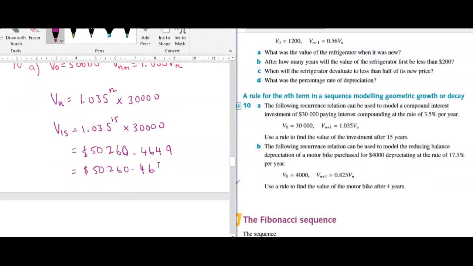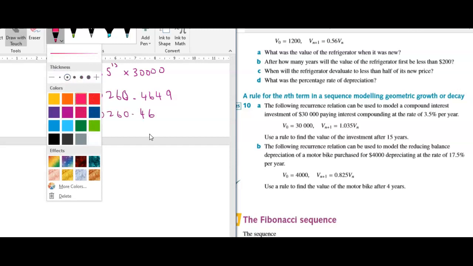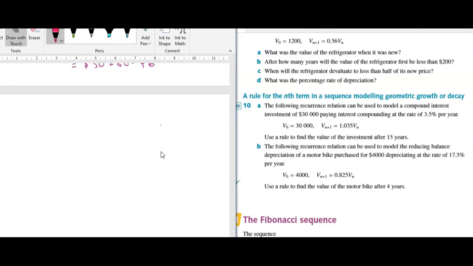B. The following recurrence relation can be used to model the reducing balance depreciation of a motorbike purchased for $4,000, depreciating at a rate of 17.5% per year. Use a rule. Okay. So I'll get my pink pen. So we've got V0 equals 4,000. Vn plus 1 equals 0.825 Vn.